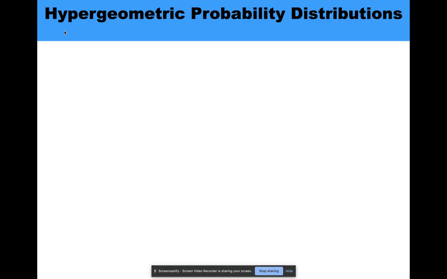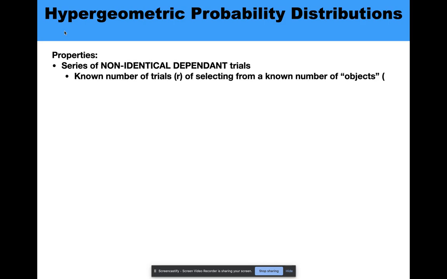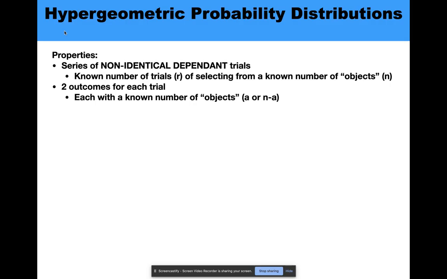So the properties of hypergeometric probability distribution, again, they're a series of non-identical trials, which makes them dependent trials. There's always a known number of trials, which we can call R. And each of those trials is basically selecting a known number of objects, which we can call N. There are always 2 outcomes for each trial, each with a known number of objects. So either A or what's left, so N minus A. The random variable X is the number of outcomes of one type.